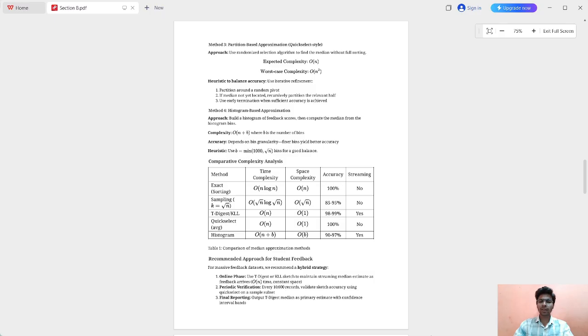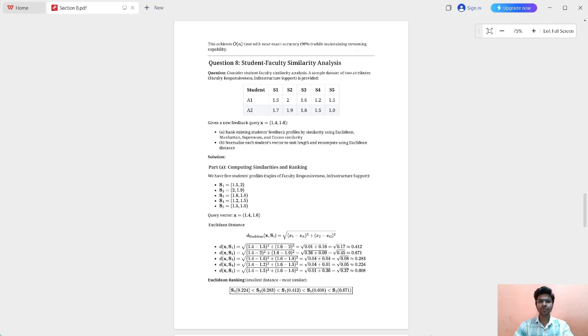Third is final reporting: output the digest median as a primary estimate and a confidence interval. This achieves O(n) time complexity with near exact accuracy of 98% plus while maintaining streaming capacity. And let's move on to the next question.